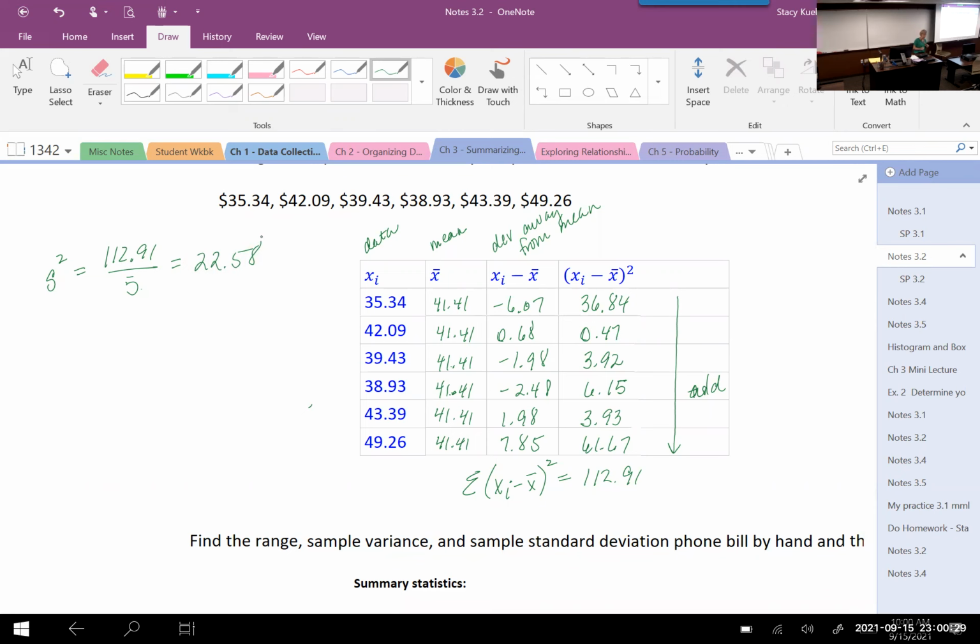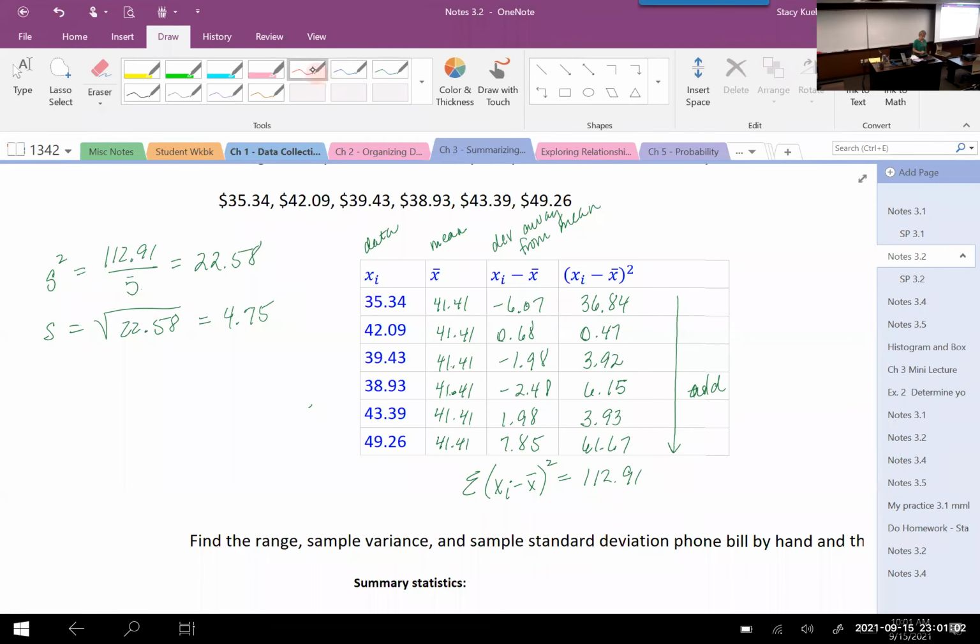Now the standard deviation is the square root of the variance. 22.58. So again, this is where you have to figure out how to find that value on your calculator. They're all a little bit different. What is the square root of 22.58? 4.75 is the number that we're shooting for. 4.75.